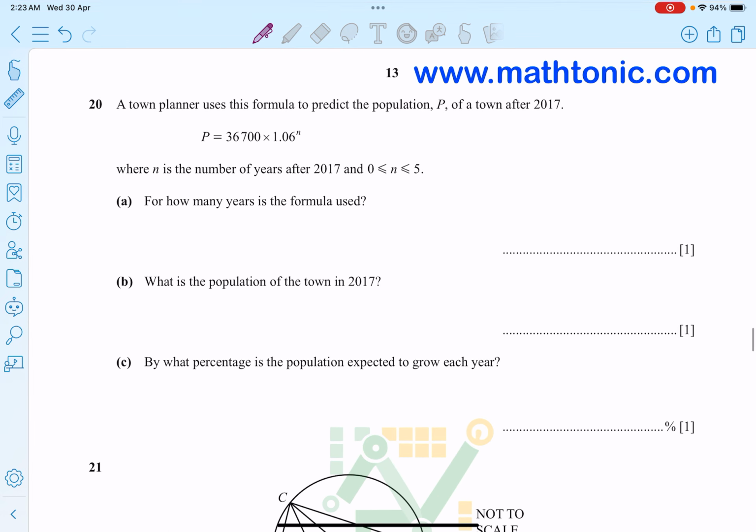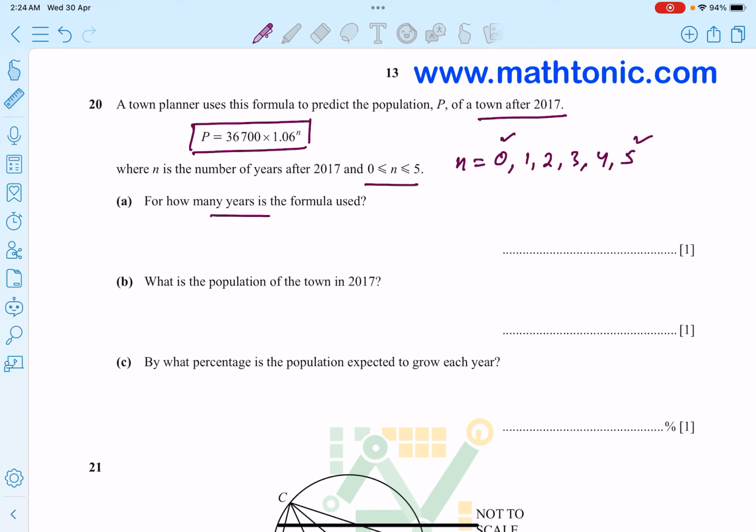Question number 20 is given. A town planner uses this formula to predict the population P of a town after 2017. So P equals, this is the population, and N is the number of years. You can see here where N is the number of years after 2017, and N lies between 0 and 5. What does it mean? 0, 1, 2, 3, 4, 5. 0 and 5 are included, right?